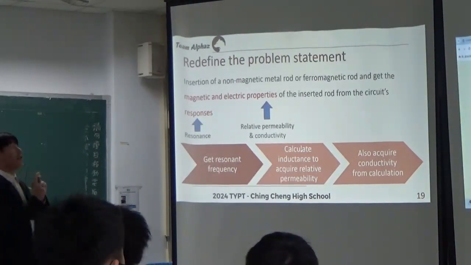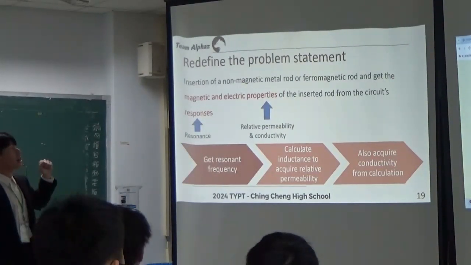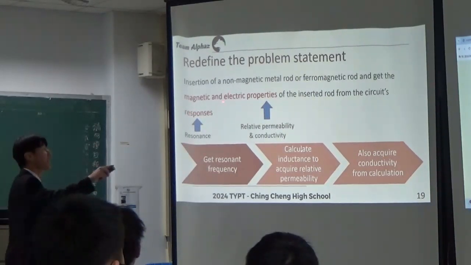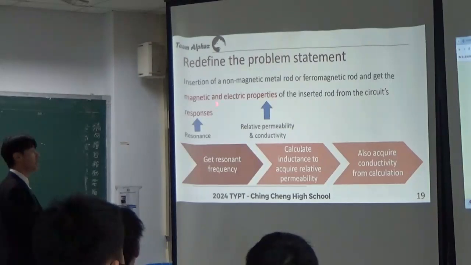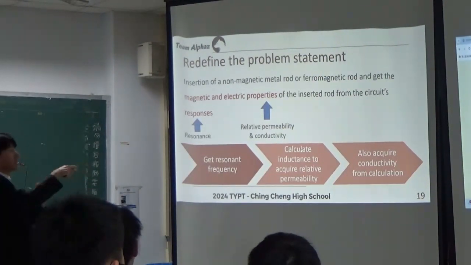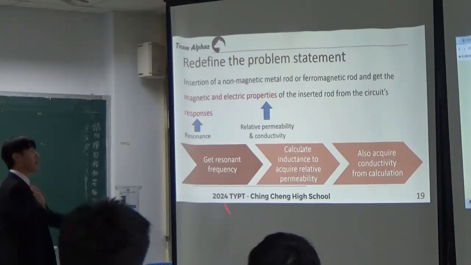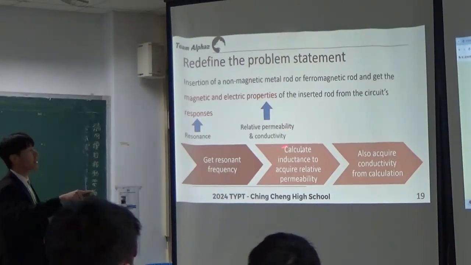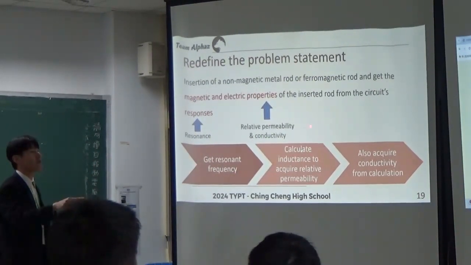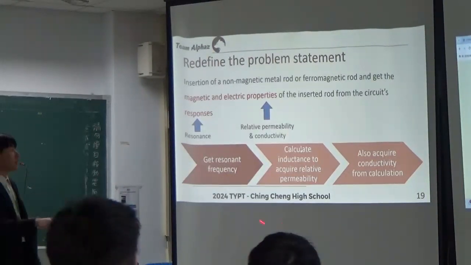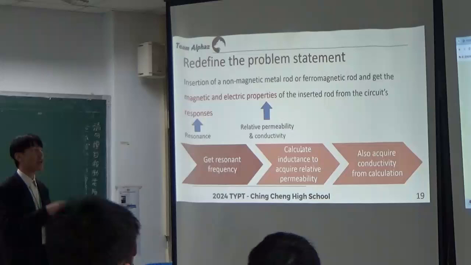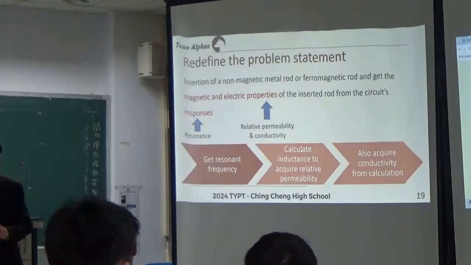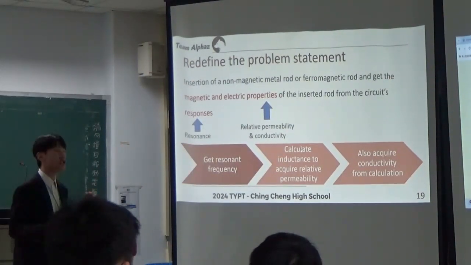So let's redefine our problem statement again. We insert a non-magnetic metal rod and a ferromagnetic rod so that we can get the magnetic and electric properties of the rods from the circuit's response. And what is the response? Here, the reporter thinks it is the resonance frequency, and the magnetic and electric properties will be the relative permeability and also the conductivity. So we can first get the resonance frequency, and then we can calculate the inductance from the resonance frequency formula to acquire the relative permeability, and we can also acquire conductivity from calculation.